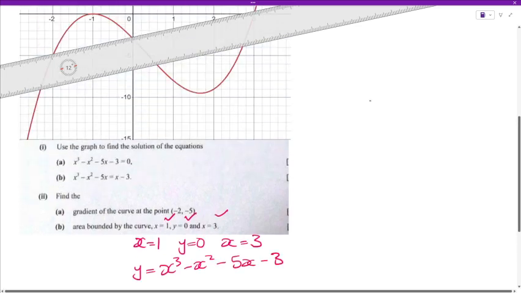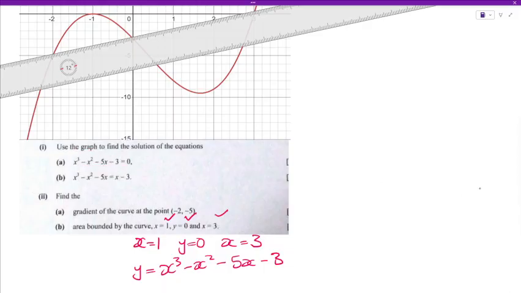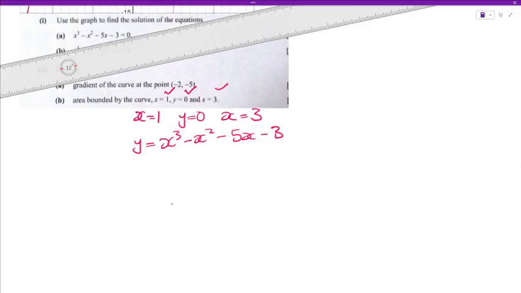Let me just confirm. Yes, we said it's the same one as this one, x cubed minus x squared minus 5x minus 3. Once you get that one, integrate it. But in this case the x coordinates, the 1 and the 3, are going to be your upper and lower limits. So the bigger value becomes the upper limit, the smaller one the lower limit. That is for when y is equal to 0. Y is a boundary. When the boundary is equal to 0, this is what you do.